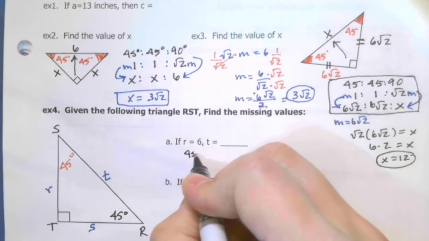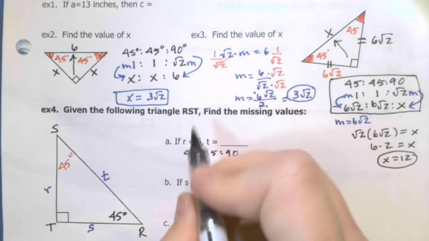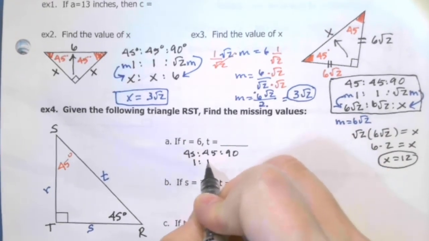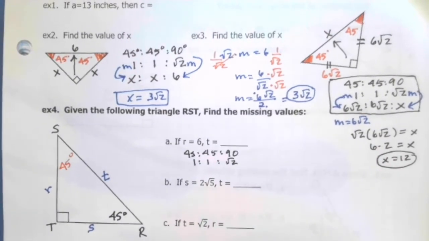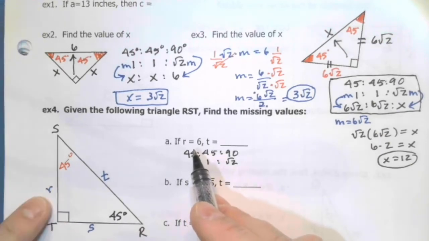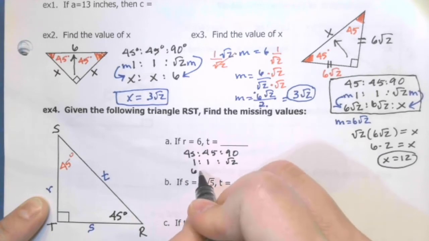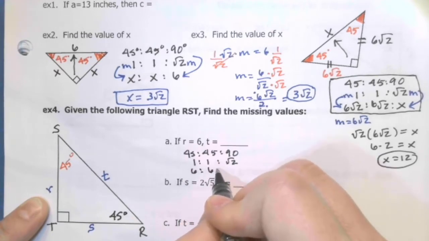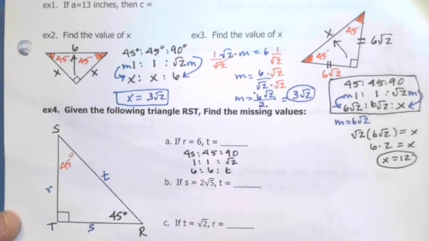So we have a 45-45-90 degree triangle whose sides are always in the ratio 1, 1, radical 2. Opposite the 45 is r, so our 6 will go opposite the 45, a 6 will go opposite the other one, and we're trying to find t, which is opposite the 90.